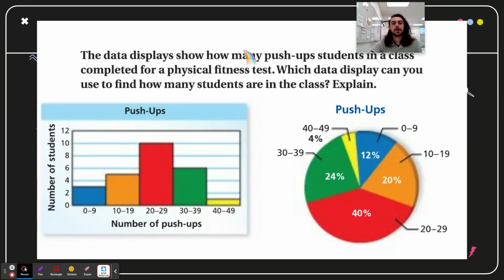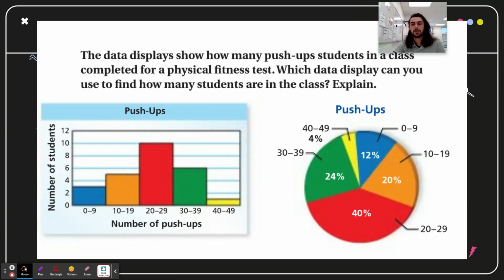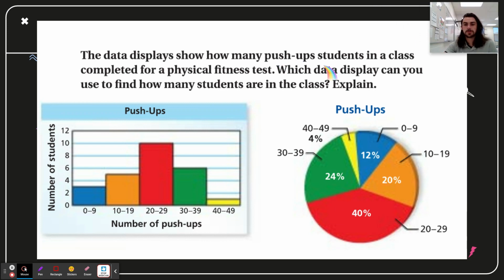All right. So the data display shows how many push-ups students in a class completed for a physical fitness test. Which data display can you use to find how many students are in the class, and explain? So first thing we've got to do is look at our graphs, the data display. So we have a histogram over here, and we have a pie chart.